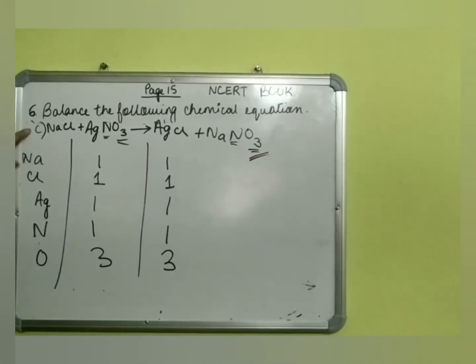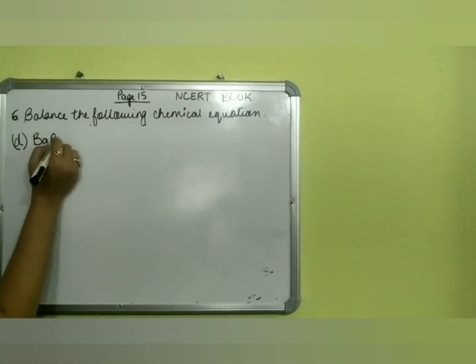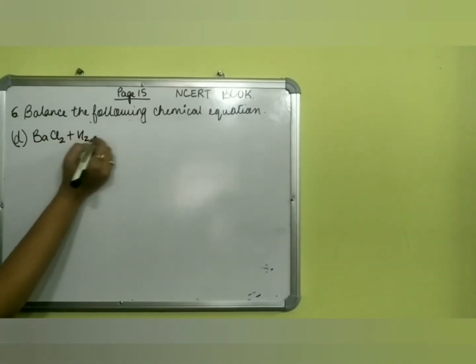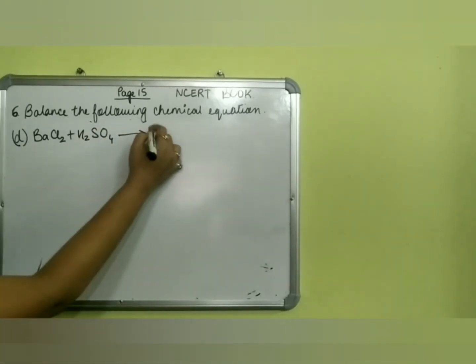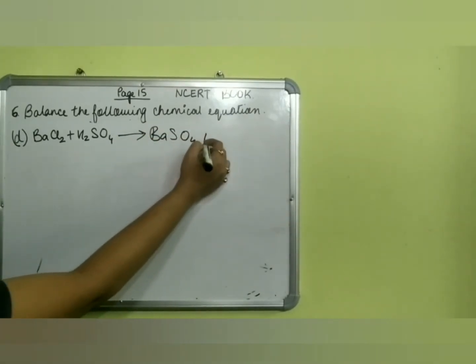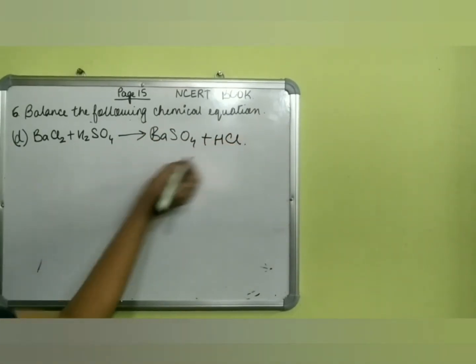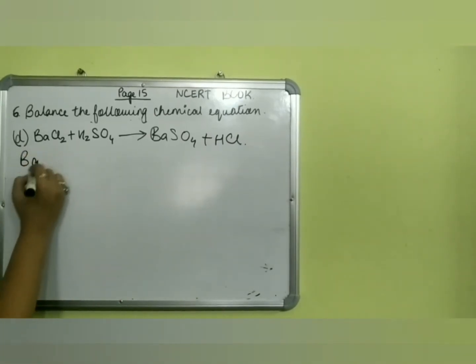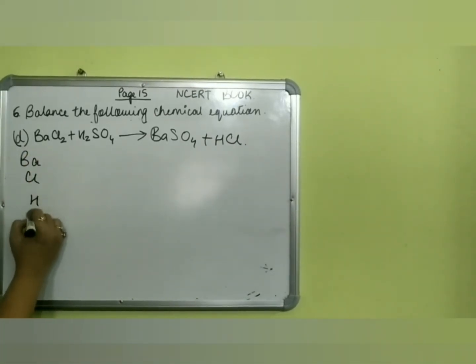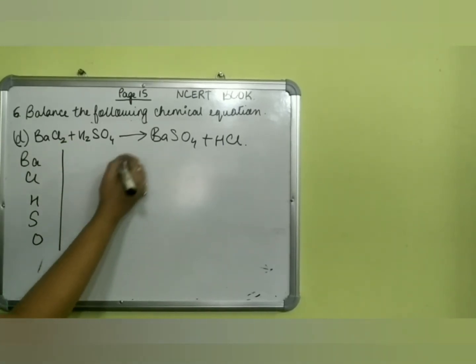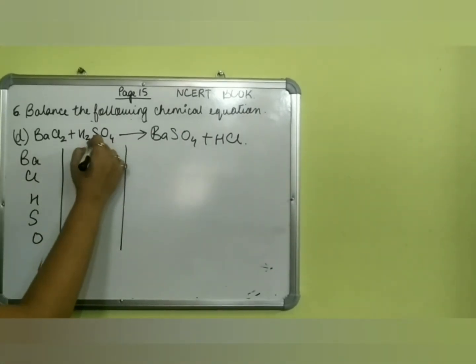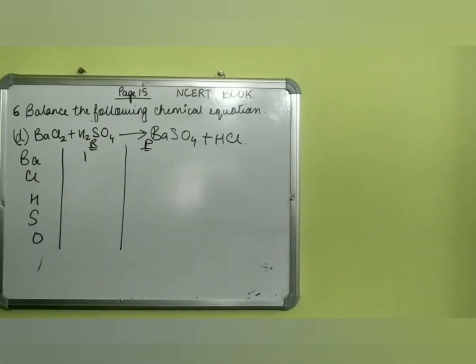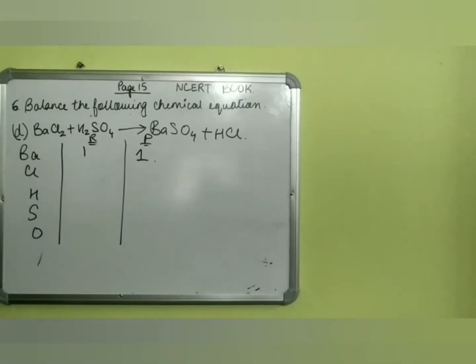So question number 6D is BaCl2 plus H2SO4. It will give us BaSO4 plus HCl. So this is the unbalanced equation. Now the same steps I will follow. I will write all the number of atoms in the reactant and in the product. Barium, here I have one barium atom in the reactant side and one barium atom in the product side. So R for reactant and P for product. One in the product side.